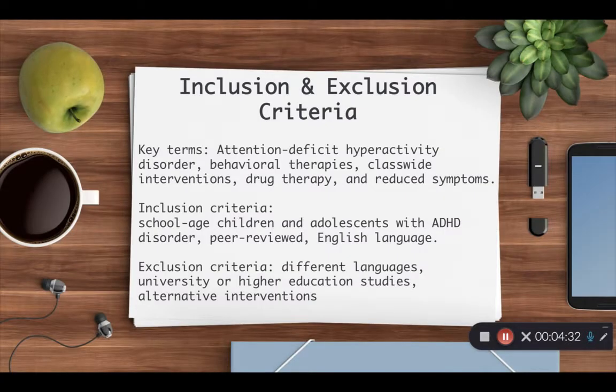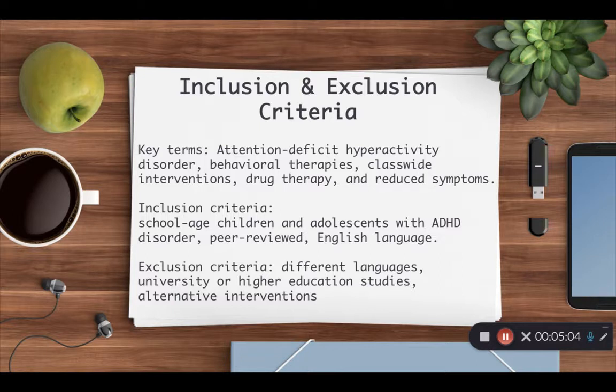So the inclusion and exclusion criteria. Some key terms that were used to get started with the search were attention deficit hyperactivity disorder, behavioral therapies, class-wide interventions, drug therapy, and reduced symptoms. And so the inclusion criteria included school-age children and adolescents with ADHD disorder. The articles were peer-reviewed, and in the English language.